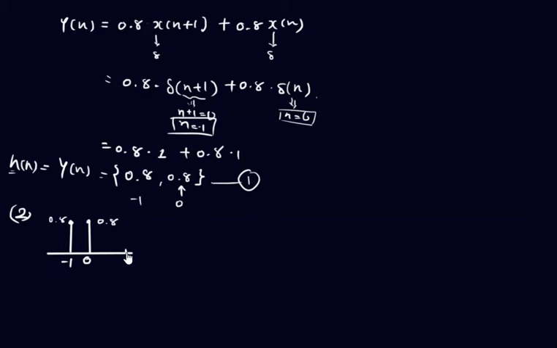So the second question asks whether our system is causal or not. If you know the conditions of causality for any signal or system, you should have output at zero or after zero. If there is an output or input before zero, then we can say that our system is a non-causal system. This system has some output that depends on future values. That's why we can say that our system is a non-causal system.